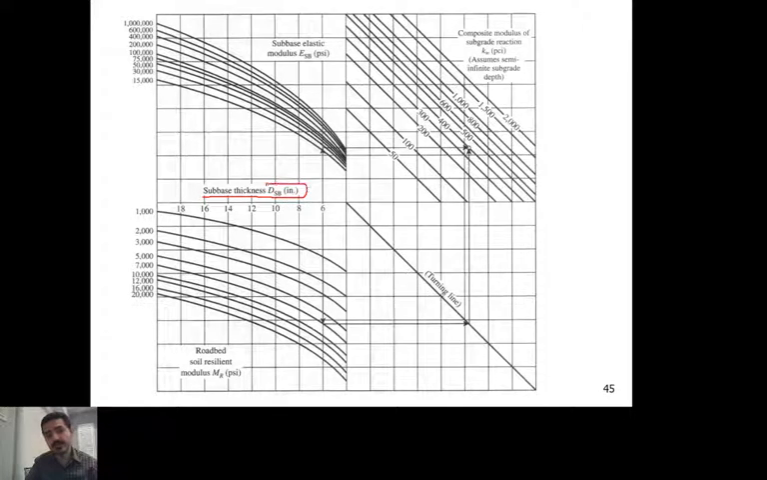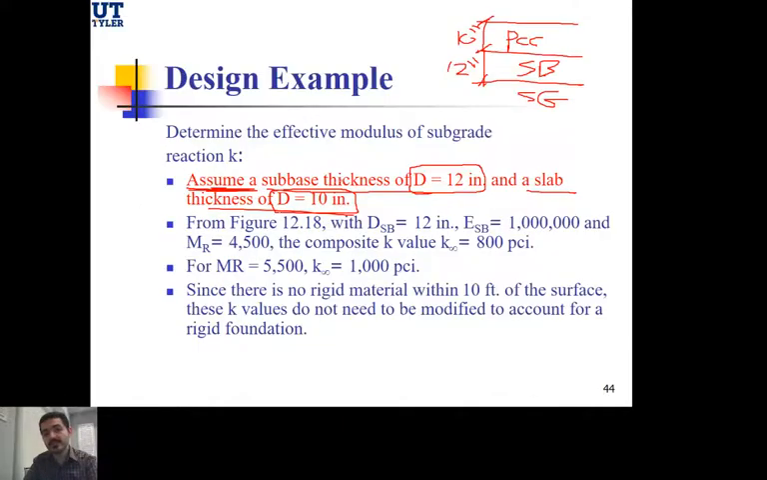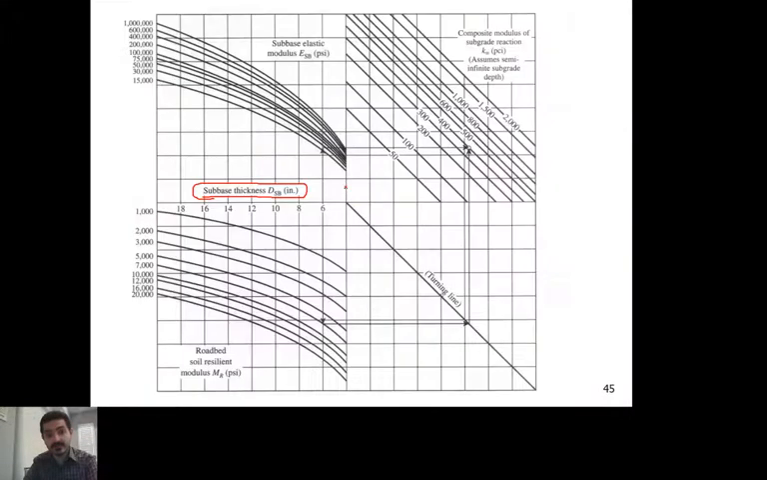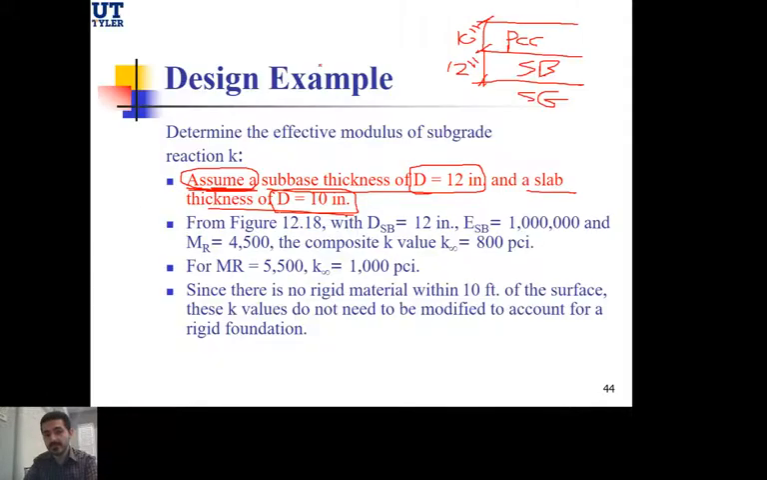So how can I use this graph? As you know, I need to know first the subbase thickness, and that's the reason, one more time, I hope you now link the dots, why I assumed the thickness for the subbase and the slab thickness, because I can't get anywhere without knowing that. So we start with an assumption of 12 inches. Here's the 12 inches point, and then I went up. I went up here to reach a certain value for the subbase. How did I get the subbase elastic modulus? It was given to me from the example.